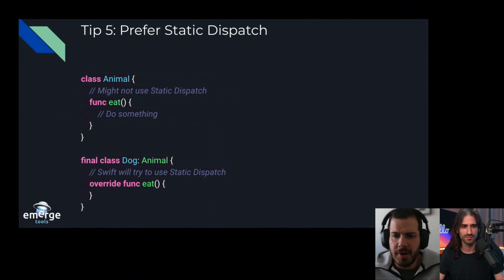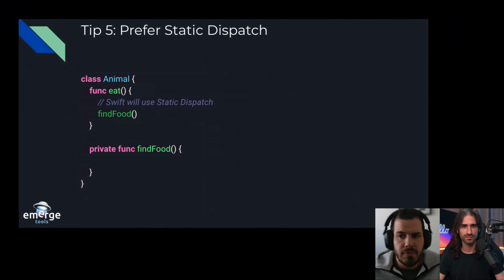In this example I have, we have the animal class, which might not use static dispatch because if we call it, it might be a different implementation. But if we have a variable that is a dog, for example, since it is a final class and it's not going to have an override, it will prefer using static dispatch.